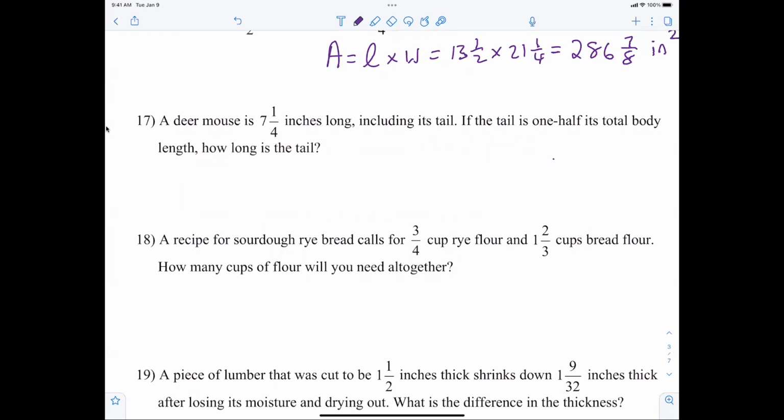All right, I'm listening to you. So you've got this big mouse you see in your house. And you notice it's 7 1/4 inches long. And then you notice that the tail is half its body length. So how long is the tail? Seven and 1/4.